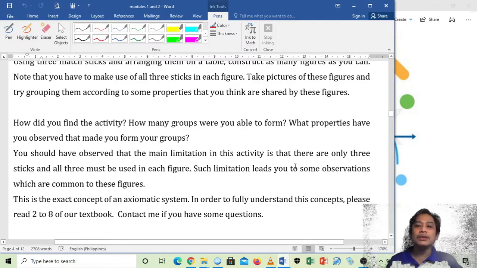And then your observations as to what common properties of the groups of figures that you were able to come up with would be the new contentions, the new conjectures. Okay, if you would be able to prove them, then it will become theorems. So that is exactly the same concept of an axiomatic system. Okay, so for us to be able to fully understand what really is an axiomatic system, let us read our book.